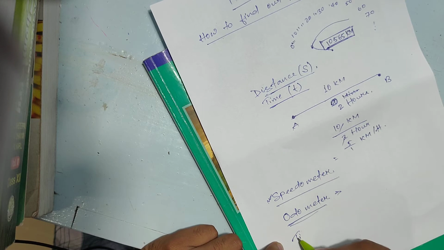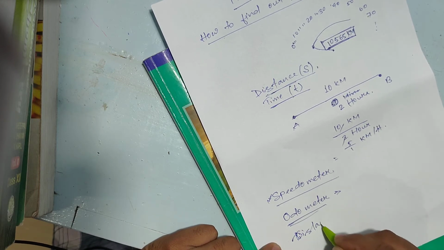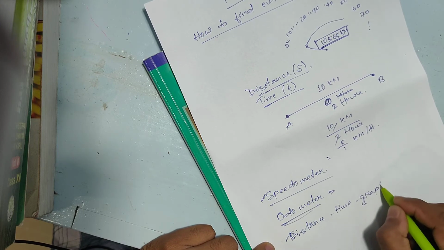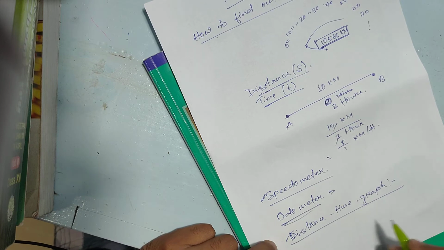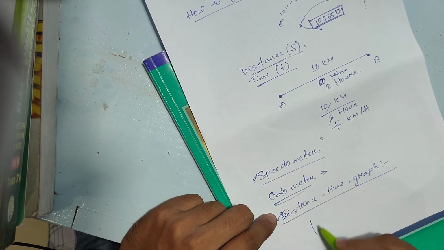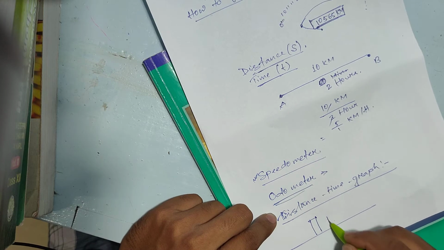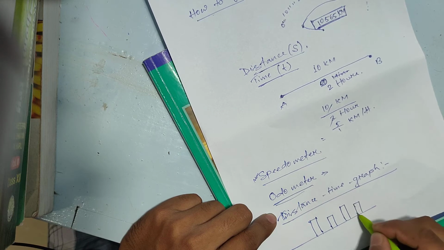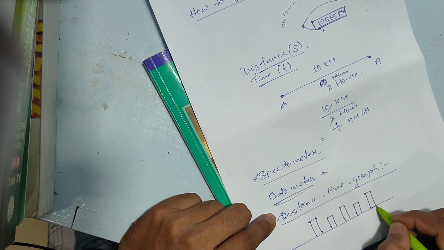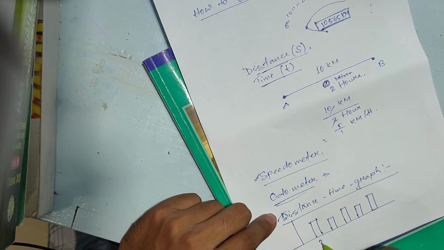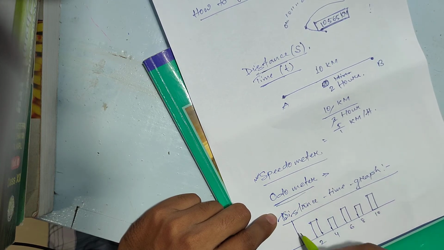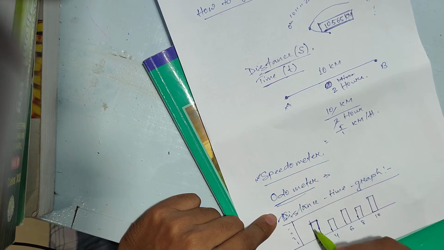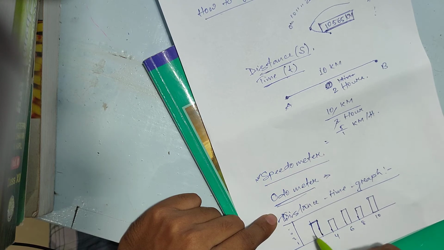Then we have different types of graphs. There we have a very important one, the distance-time graph. In general mathematics we have seen different types of graphs. One is the bar graph. In your book, different figures are clearly given, and you can see different graphs mentioned. Here the numbers will be 2, 4, 6, 8, 10, and there will be 1, 2, 3. Some small bar-like objects will be there, and this is known as a bar graph.